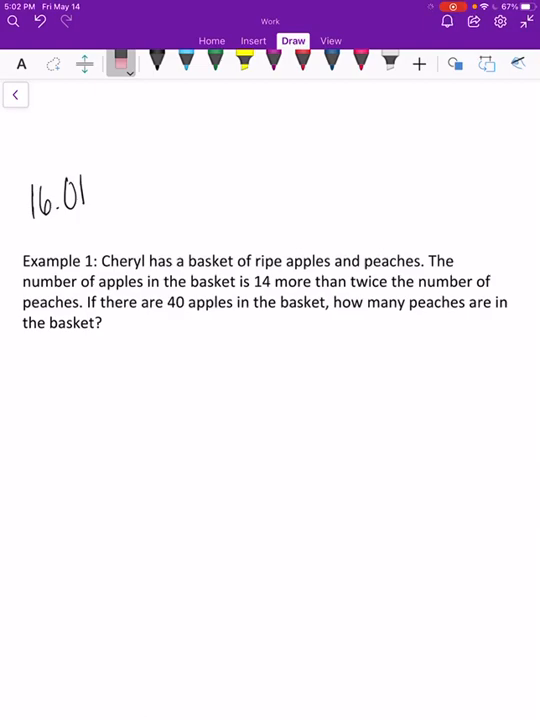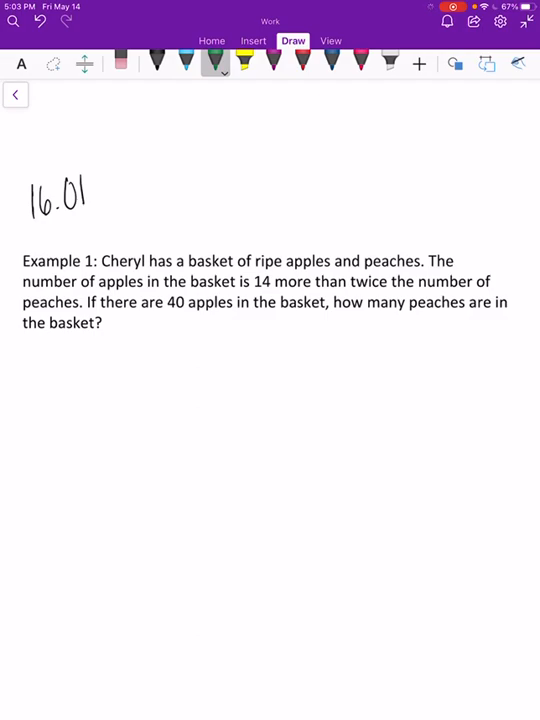Example 1 says, Cheryl has a basket of ripe apples and peaches. The number of apples in the basket is 14 more than twice the number of peaches. If there are 40 apples in the basket, how many peaches are in the basket? So that's a lot of information. Let's underline the information we need to use.